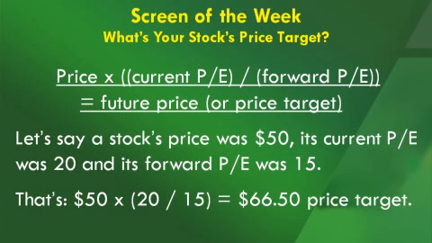Please. Let's say a stock's price was $50. Let's say its current PE was 20, and let's say its forward PE was 15. The calculation is $50 times 20 divided by 15 equals $66.50 as your price target.